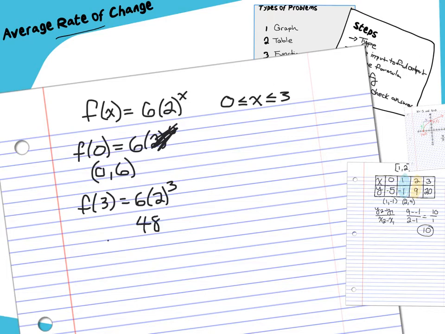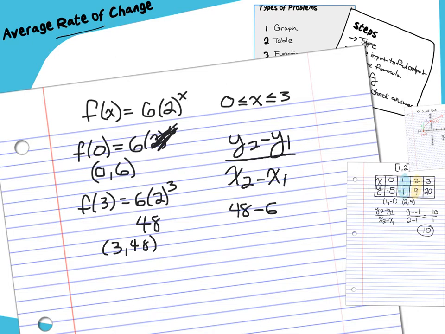So it's going to be 3, 48 as our other coordinate, and now we can use our slope formula of y2 minus y1 over x2 minus x1. Substitute in 48 minus 6 over 3 minus 0. 48 minus 6 is 42, divided by 3. 42 divided by 3 we simplify as 14. So our average rate of change in this problem is 14. Let's do one more example.